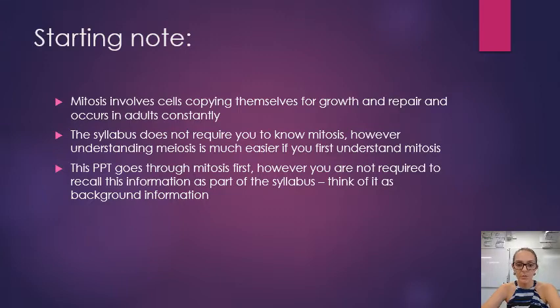You can skip through these, and I've labeled them as background information, but I think that the best way to proceed, especially if you look at meiosis and you're a bit confused about what's going on, is to go back to mitosis and look at the basics again. Just be mindful that it's not a requirement for you to know and rattle off all of the stages of mitosis, but it is easier for your understanding going forward.